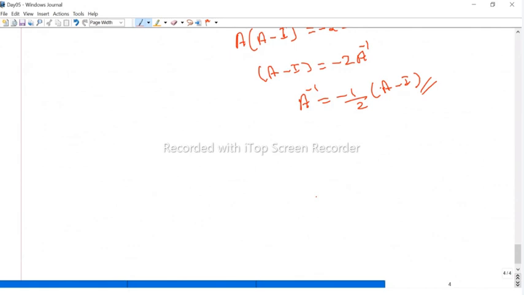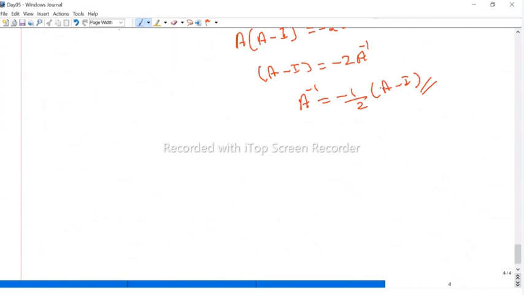A minimal polynomial is a polynomial satisfied by the matrix A. The degree of the characteristic polynomial equals the order of the matrix. So if it is an n by n matrix, the degree of the characteristic polynomial should be n, but the minimal polynomial may have degree less than n and is also satisfied by A. That is called the minimal polynomial of the matrix.